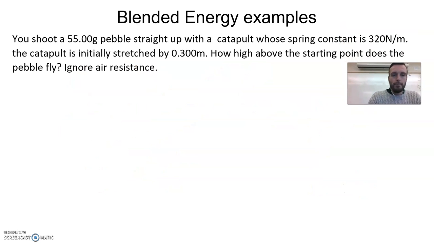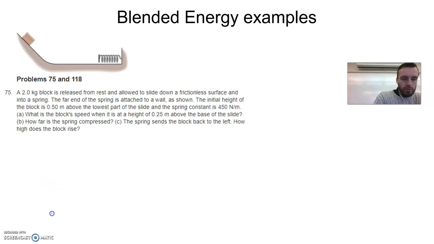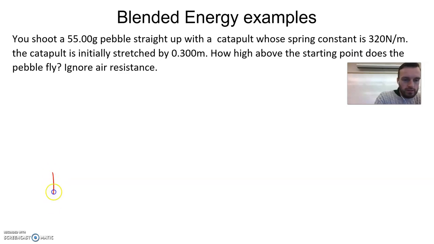We have a pebble shot straight up with a catapult whose spring constant is 320 newtons per meter. The catapult is initially stretched by 0.3 meters. How high above the starting point does the pebble fly? Okay, so we have a little spring cannon here. So let me go here and say, here we go. We got a little spring, and we'll put a little pebble on top there. Look at my amazing art skills here. And that guy is going to shoot there how high above the starting point.